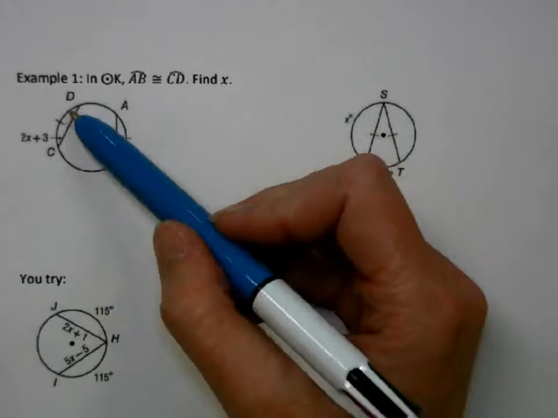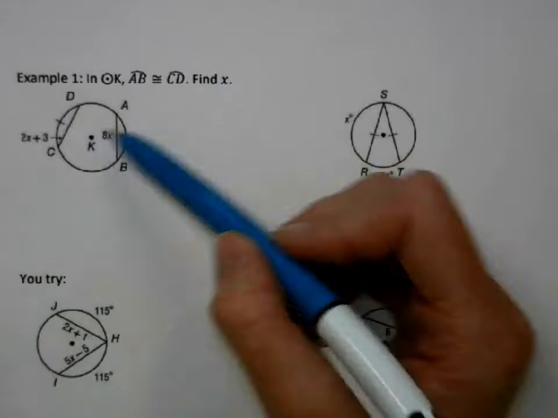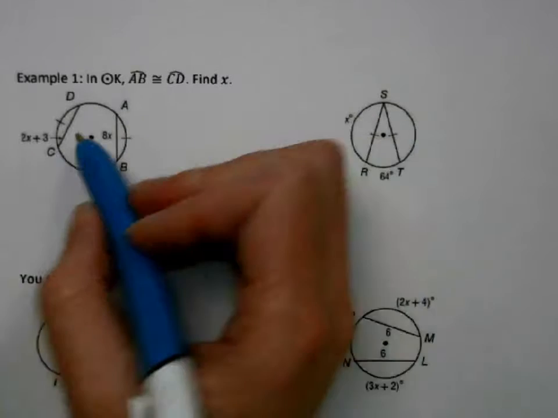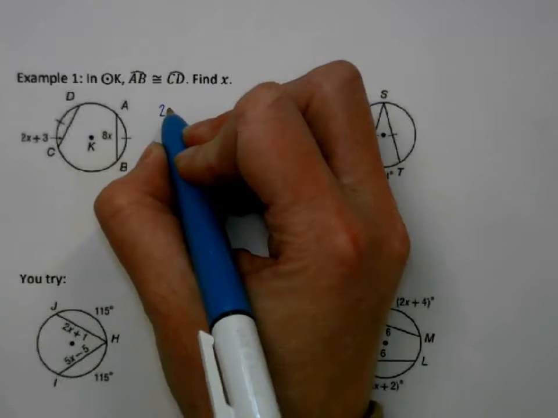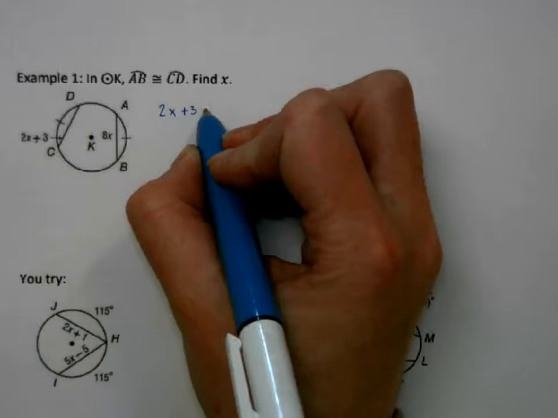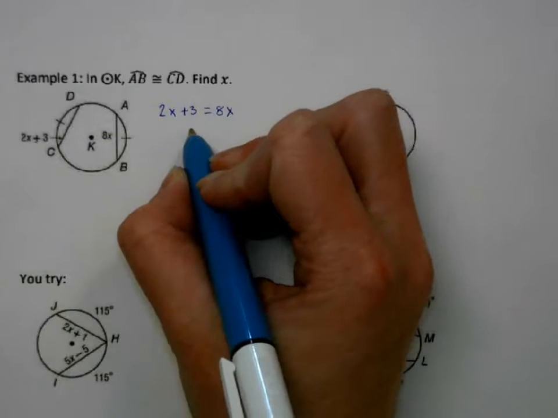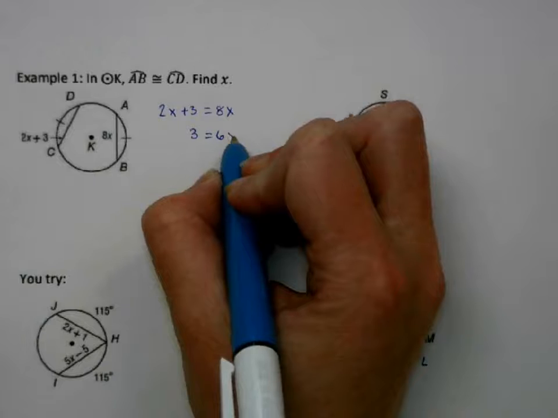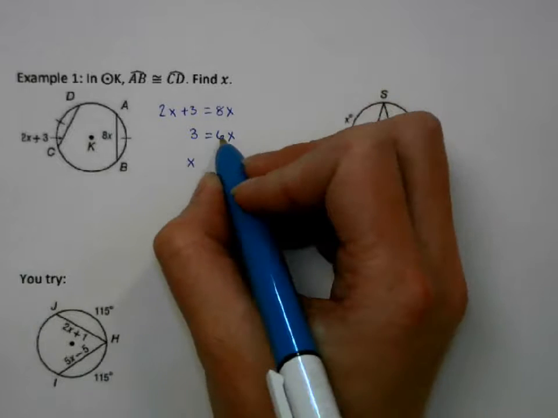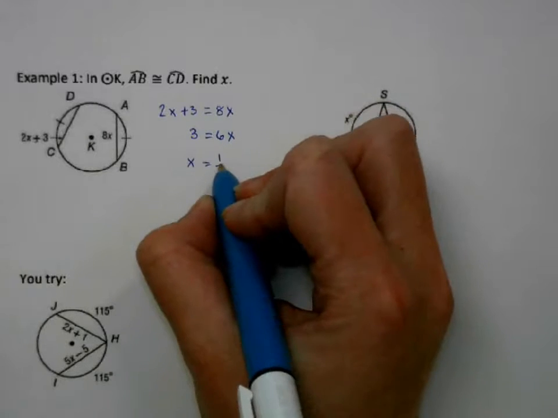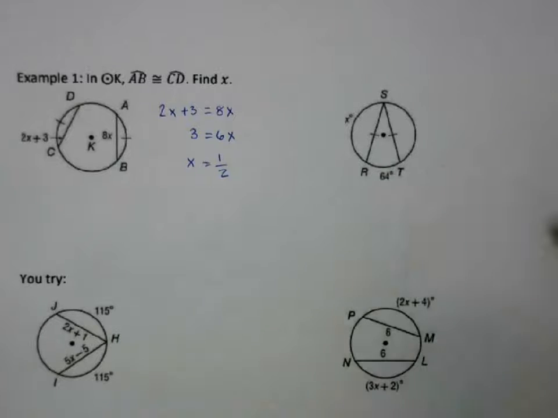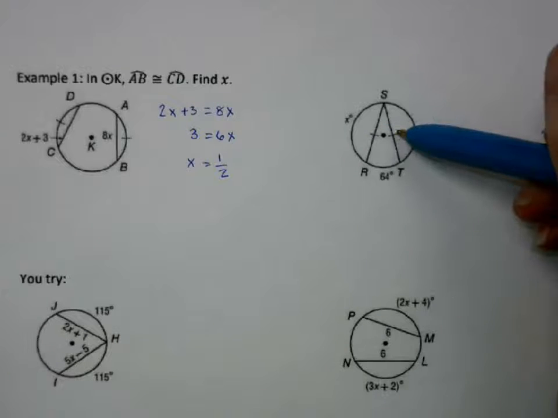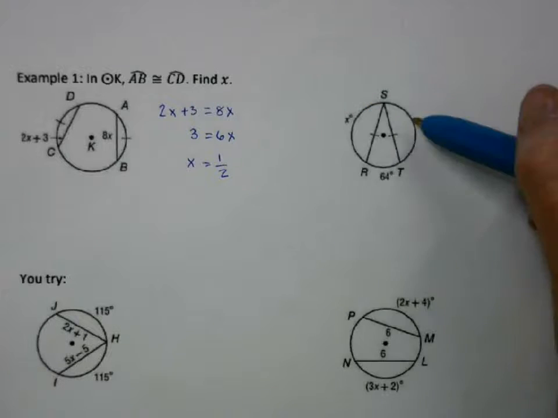So here we are told the arcs are congruent, and we want to find x. Well, if the arcs are congruent, the segments are congruent, so 2x plus 3 equals 8x. So 3 equals 6x, so 3 divided by 6 is 1/2. Okay, here I have the segments are congruent, which means the arcs are congruent.